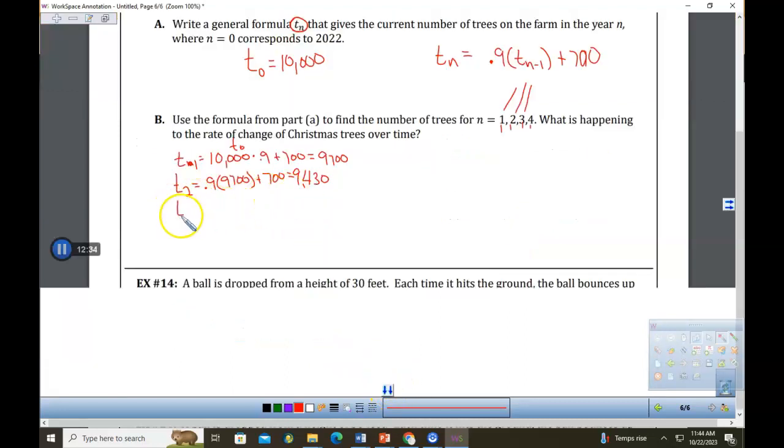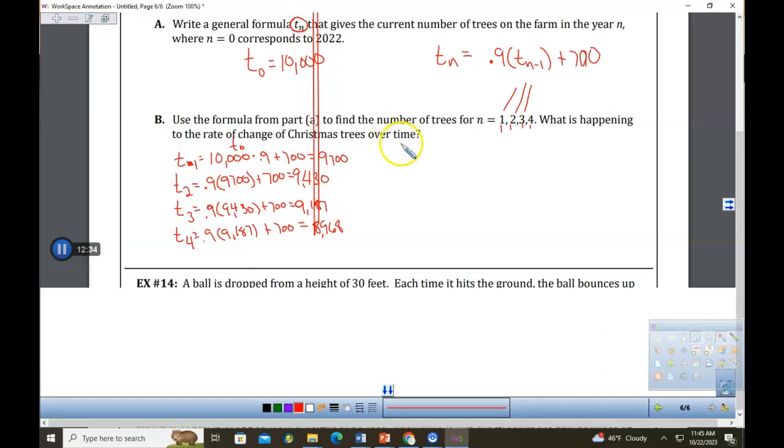All right. So then my T3 is equal to 0.9 times my previous term plus 700, which is 9187. And my T4 is 0.9 times my previous term plus 700. 8968. Oopsie. Okay, so I'm plugging in my previous term to get my next term.